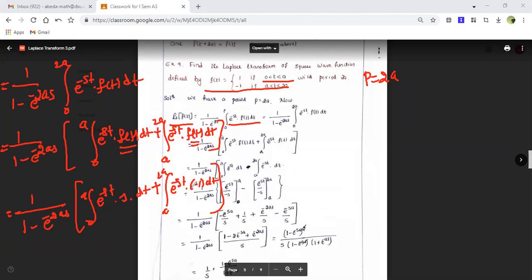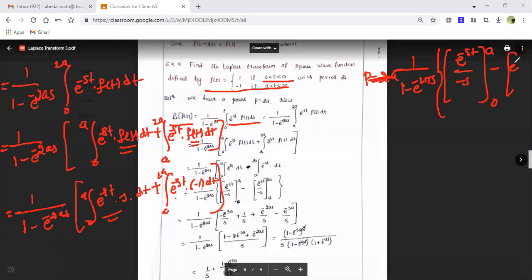Now we will integrate it. It's simple integration, guys. If you see, this is just e to the power minus st. If I take this minus sign here, it is just e to the power minus st. So let's do it. So 1 upon 1 minus e to the power minus 2as. This will be e to the power minus st upon minus s integration. This I'll take in a big bracket from 0 to a. Similarly, minus I will do. This minus sign I am taking out. So this will be e to the power minus st upon minus s, again from what to what? It is from a to 2a.